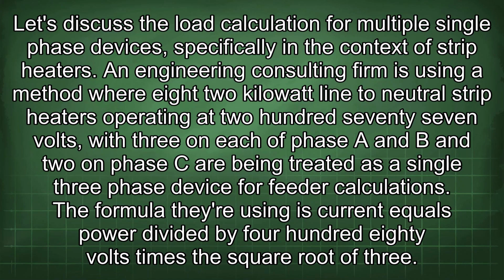Let's discuss the load calculation for multiple single-phase devices, specifically in the context of strip heaters. An engineering consulting firm is using a method where 8 2-kilowatt line-to-neutral strip heaters operating at 277 volts, with 3 on each of phase A and B and 2 on phase C, are being treated as a single 3-phase device for feeder calculations. The formula they are using is current equals power divided by 480 volts times the square root of 3.